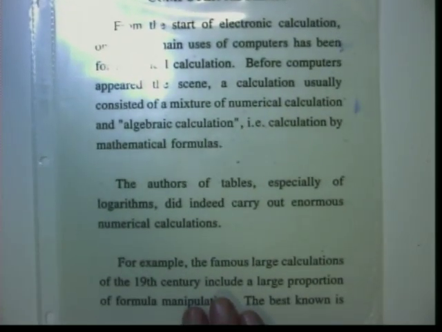The authors of tables, especially of logarithms, did indeed carry out enormous numerical calculations. Now, simple calculator allows you to calculate logarithm of any number. But even when I was a student, and naturally before me, there were books, very heavy volumes, maybe 3 times than this book, that contained tables of natural logarithms. And then you also had to interpolate, because there is a 1201, 1202. But if you have 1215, then you have to interpolate between these two numbers in a table. Okay?